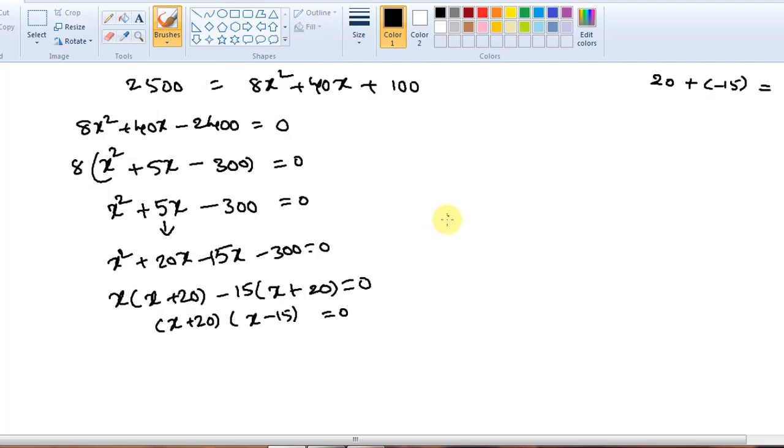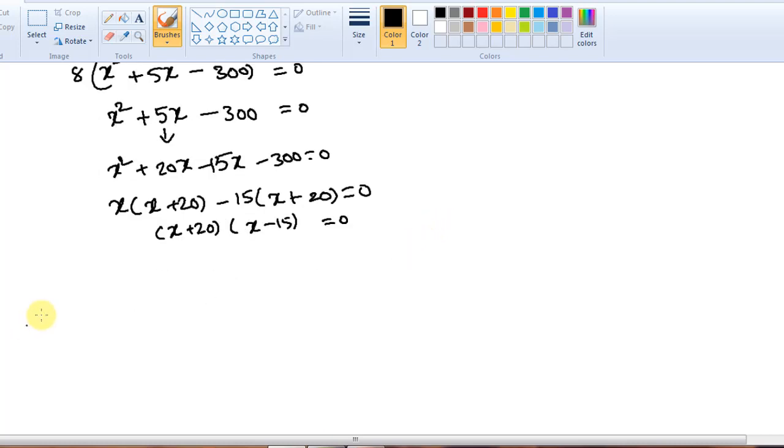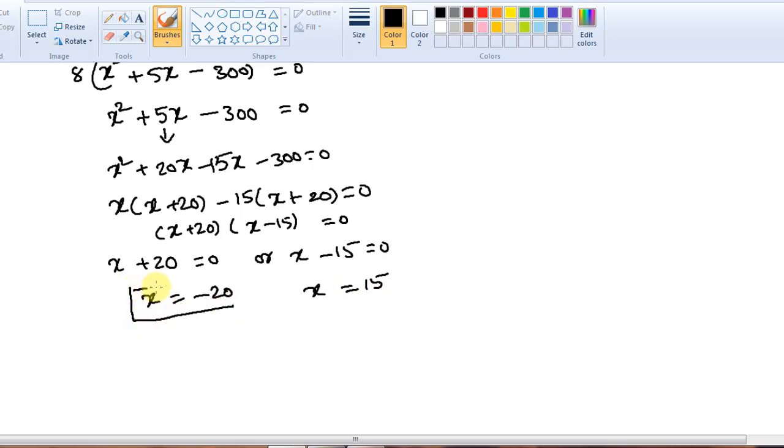Now in this case, the product of these two numbers is equal to 0, which means either one of them should be equal to 0. That means x plus 20 is equal to 0 or x minus 15 is equal to 0. Now from this you get x is equal to minus 20, then x is equal to 15. We assumed the speed of a train as x, so speed won't be negative, so this answer is negligible.